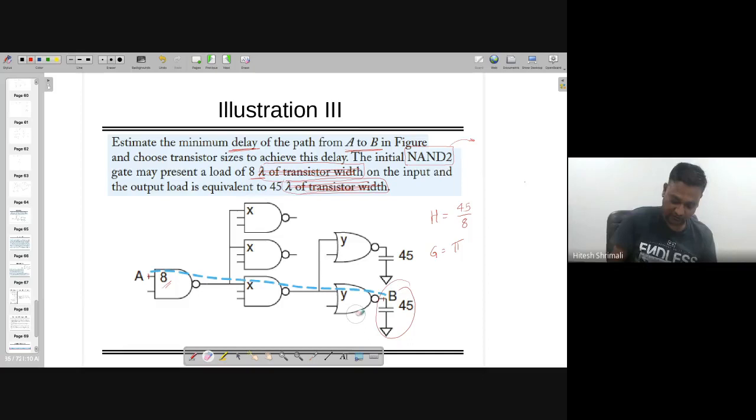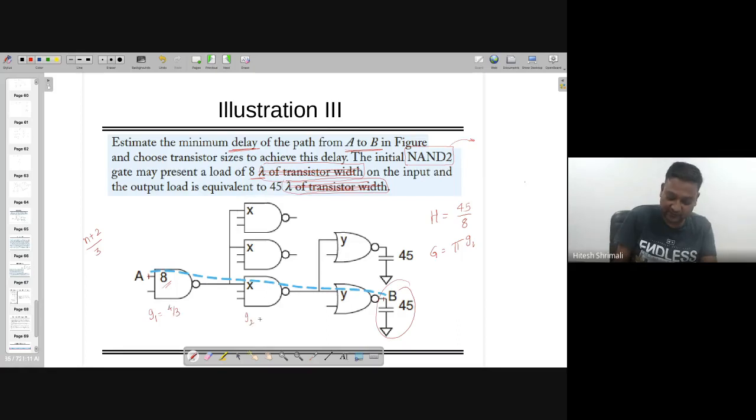Just to reduce confusion, I removed that number, but all these GIs have to be multiplied. So let's start from here. I know that G1 for this particular gate, which is a 2-input NAND gate, has N plus 2 by 3. That's the logical effort, right? So this is 4 by 3.